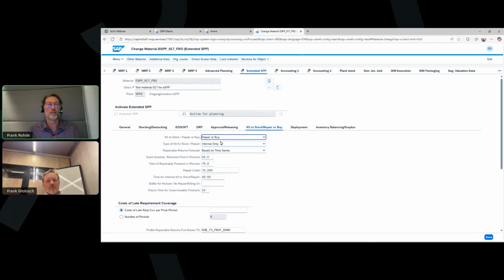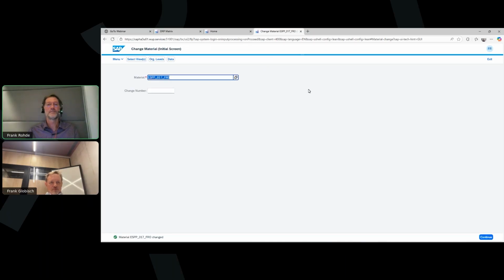So, repair or buy. Here are the parameters that are inputs and were mentioned before. We have the return rate, the yield rate, and the repair cost. All of these parameters will be considered, and they can be maintained per product location if they are different for each location and each product. So we save the data.